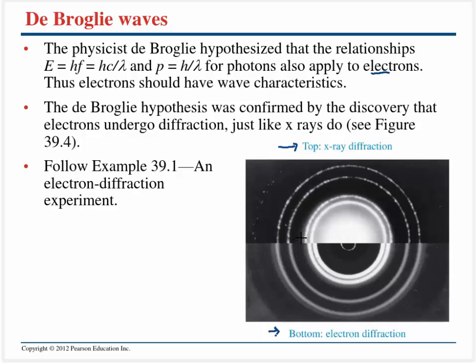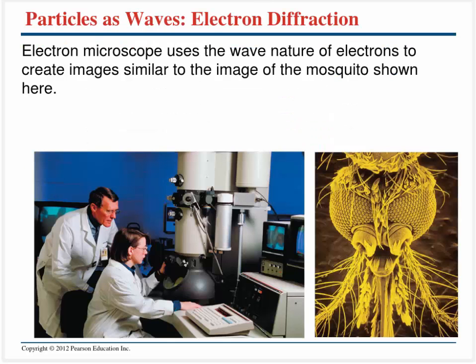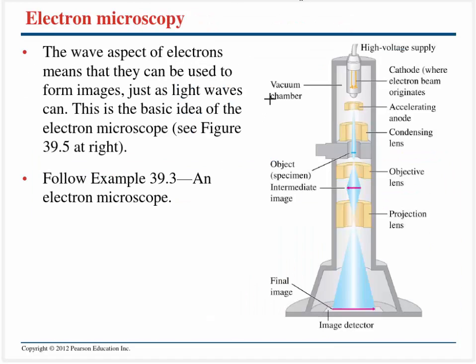One difference between the X-ray diffraction and the electron diffraction is that the wavelength of electrons is much smaller, and so you tend to get a much clearer picture. This is essentially why we use electron microscopes to create very detailed images. It has to do with the fact that the wavelength of an electron is very small, and we can get very fine detail of things like this mosquito right here.